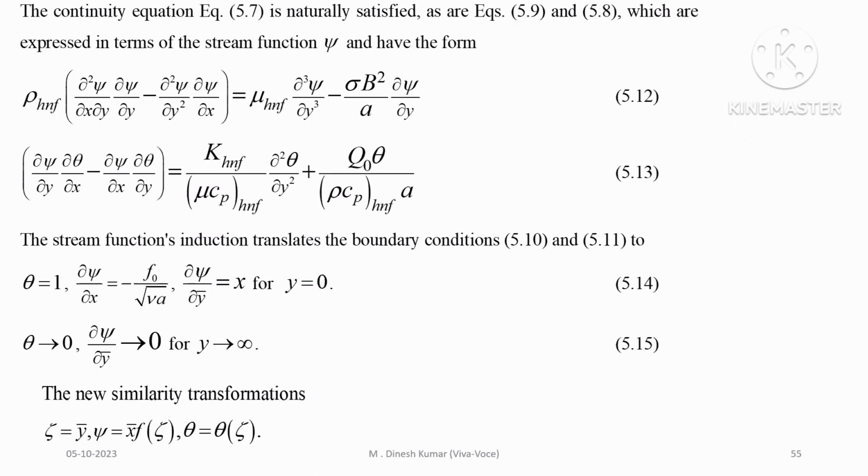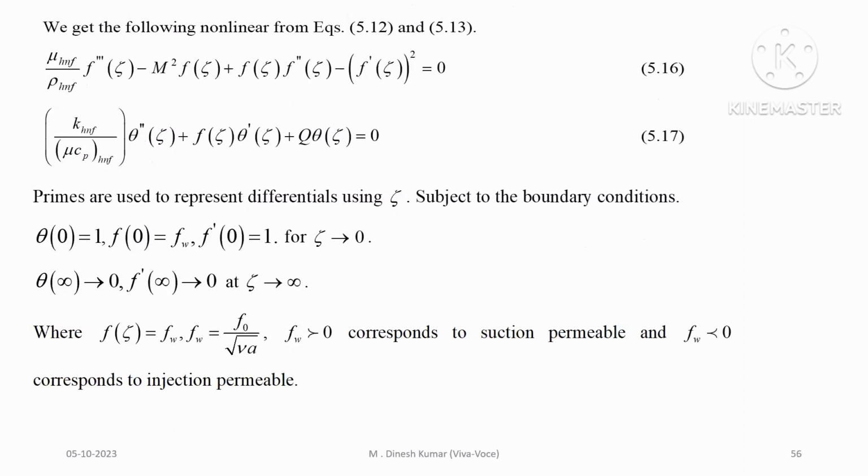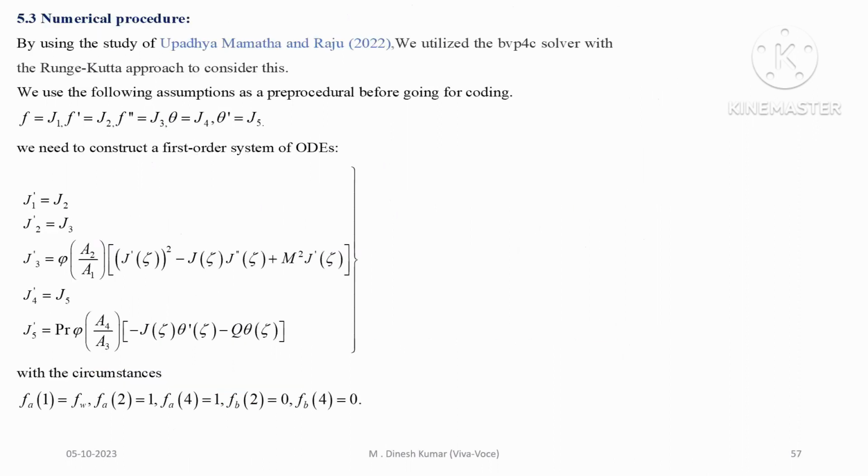After putting the stream function into the governing equation, you will get this resulting equation. After applying the Lie group analysis, these are the similarity transformations. After substituting these similarity transformations into 5.1 to 5.13, we get the governing equations further. Those are the resultant governing equations 5.16, 5.17, and these are the boundary conditions. FW represents suction if it is greater than 0, and if it is less than 0 it represents injection. This is the numerical procedure. Here A in the suffix represents the initial boundary condition, and B represents the away-from-the-wall boundary conditions.